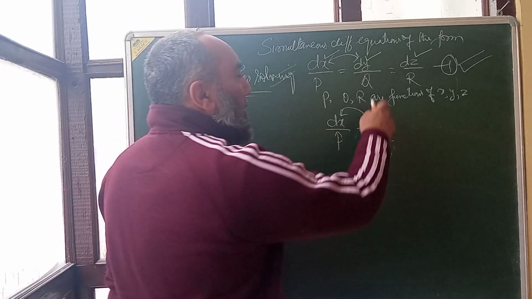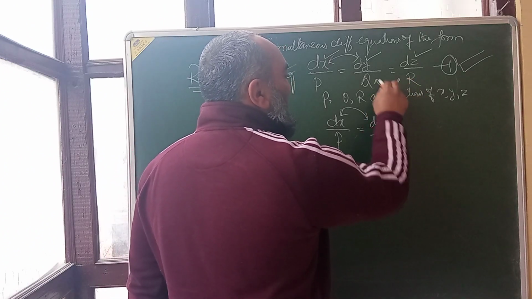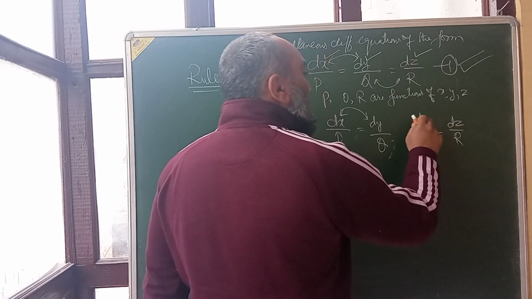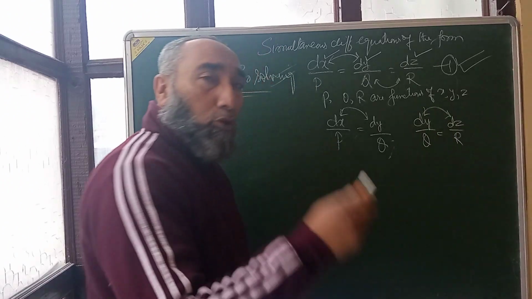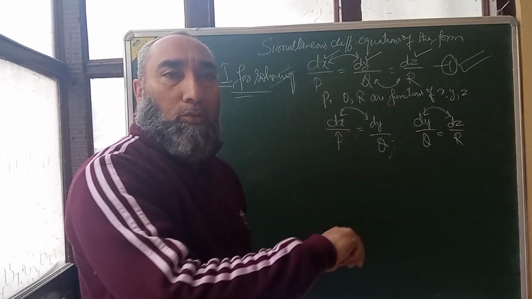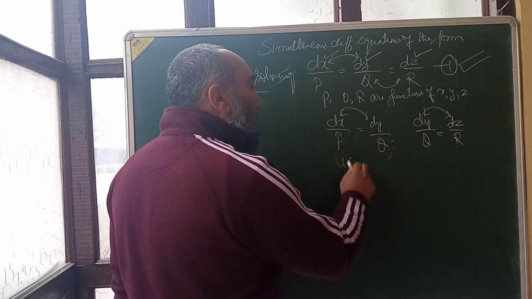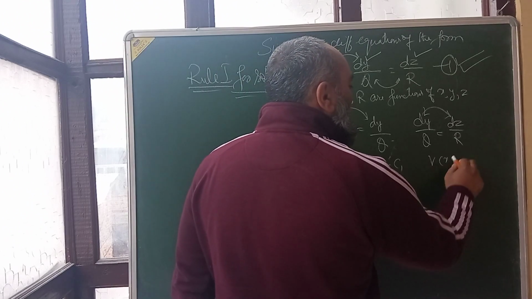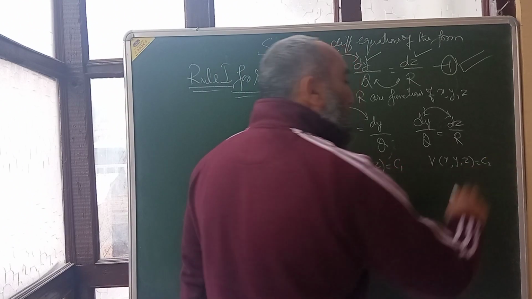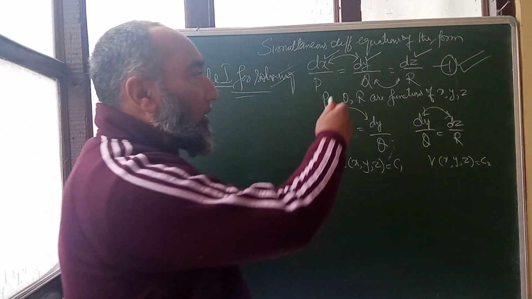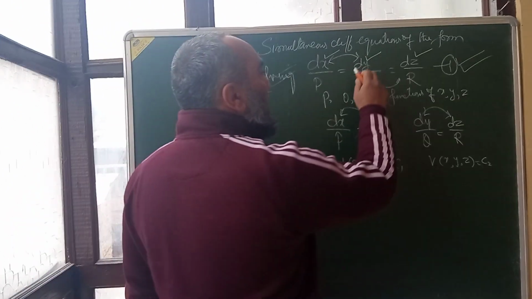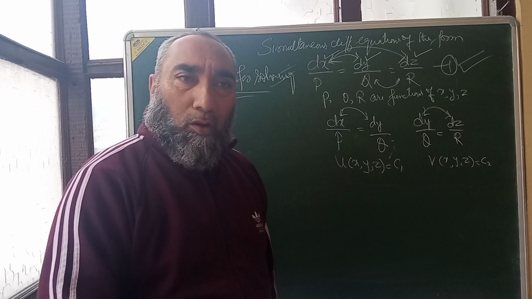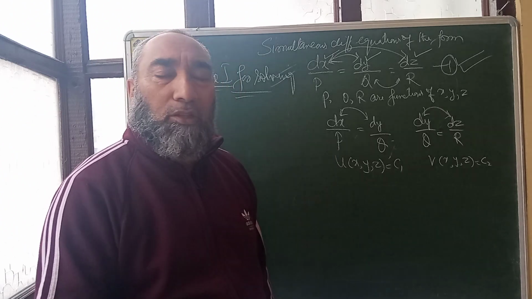If you choose any 2 fractions, say dy by q equal dz by r, then x should not be there. Either it should be absent or it should cancel out. Then you can find a solution. This solution is known as u and this solution is known as v. And the u and v together represent the solution of this simultaneous differential equation. You may choose x and z also, then y must not be there or it must cancel out, and we can have a solution. This is the first one.